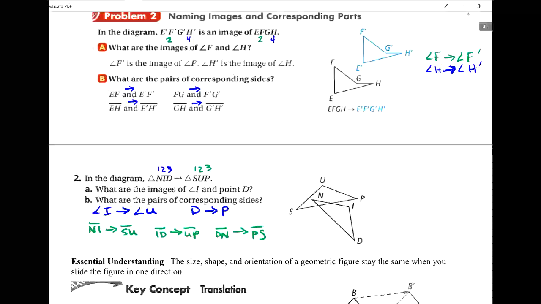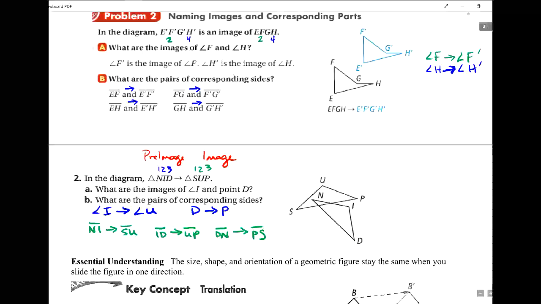All right, another not too difficult one. We are told that triangle NID maps to triangle SUP. So we have our pre-image and our image. This time we didn't use primes. We just said that this triangle maps to this triangle. So we look for positions 1, 2, and 3, and 1, 2, and 3.